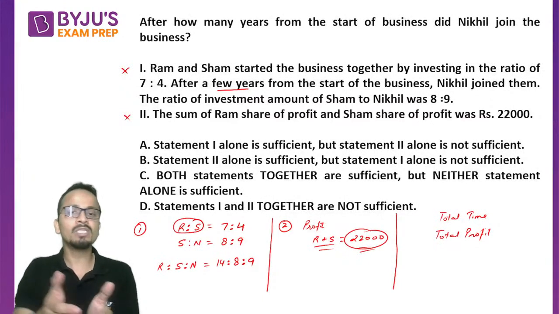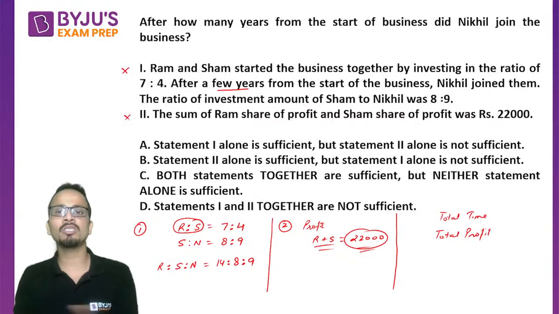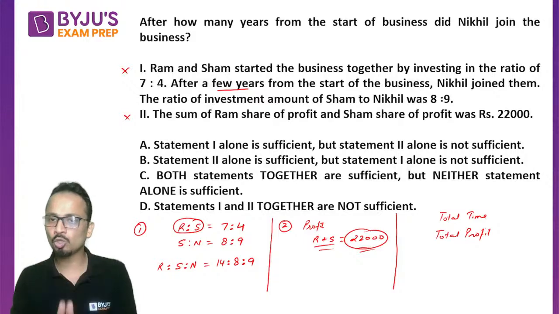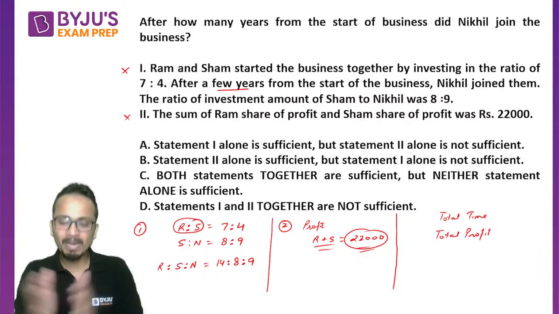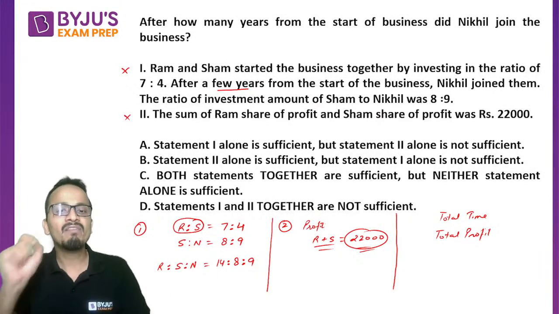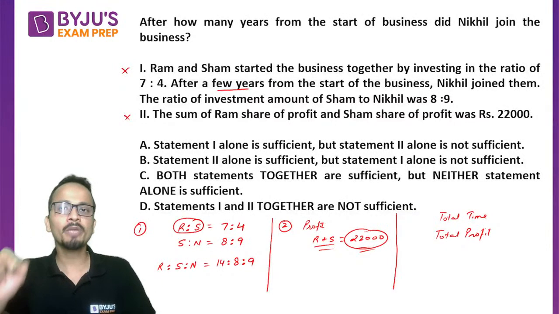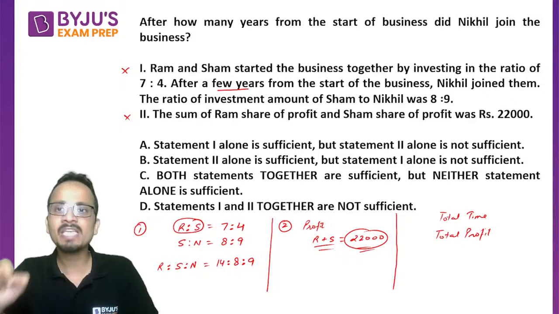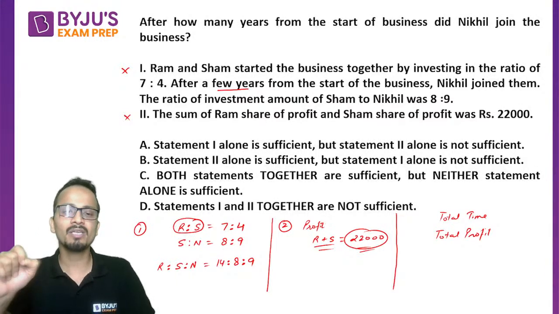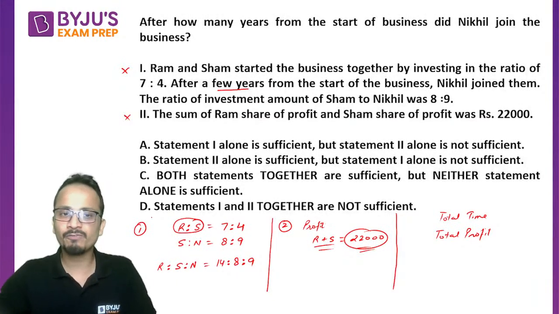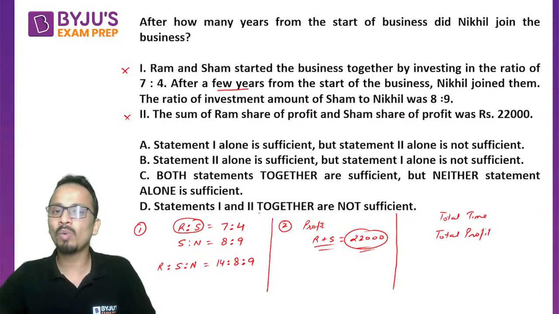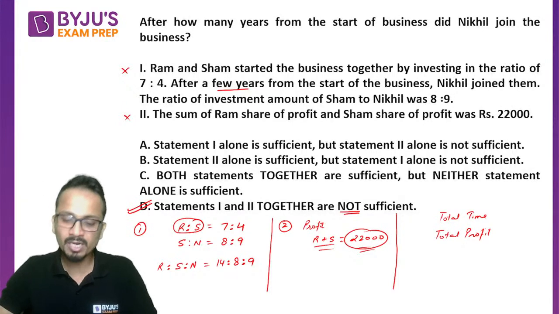But I don't know about the total profit. This 22,000 they have got from 30,000 or 40,000 or whatever. This is also not given. So even by combining these two statements, I will not be able to get an answer. I'll not be able to get after how many years Nikhil joined the business. So the correct answer for this question will be: statement number one and two together are not sufficient to answer the question. So the correct answer is option D.